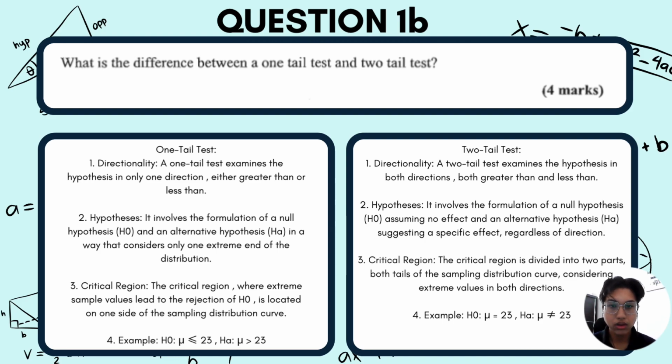For an example of a one-tailed test, H0: the mean is less than or equal to 23, and HA: the mean is more than 23. But for a two-tailed test, the example is H0: the mean is equal to 23, but HA: the mean is not equal to 23. The difference is the signs.